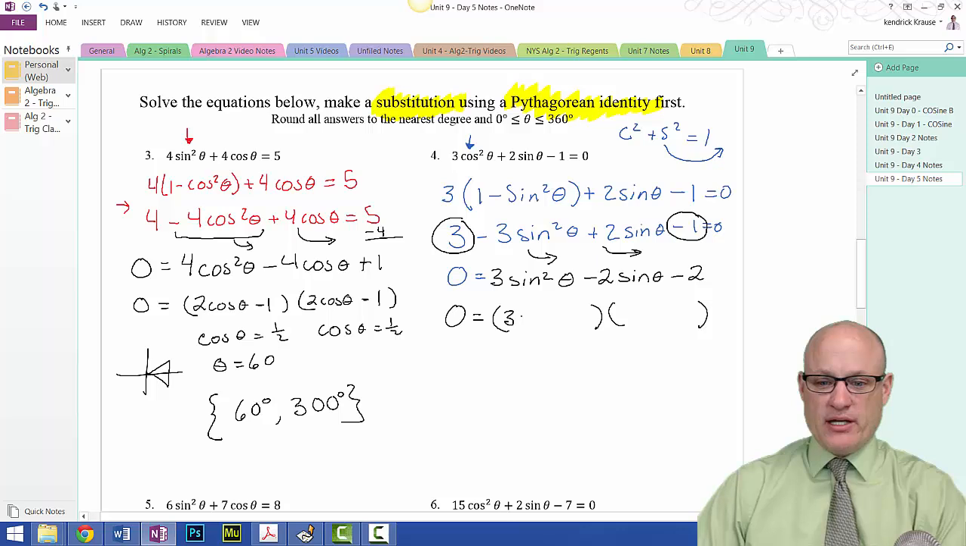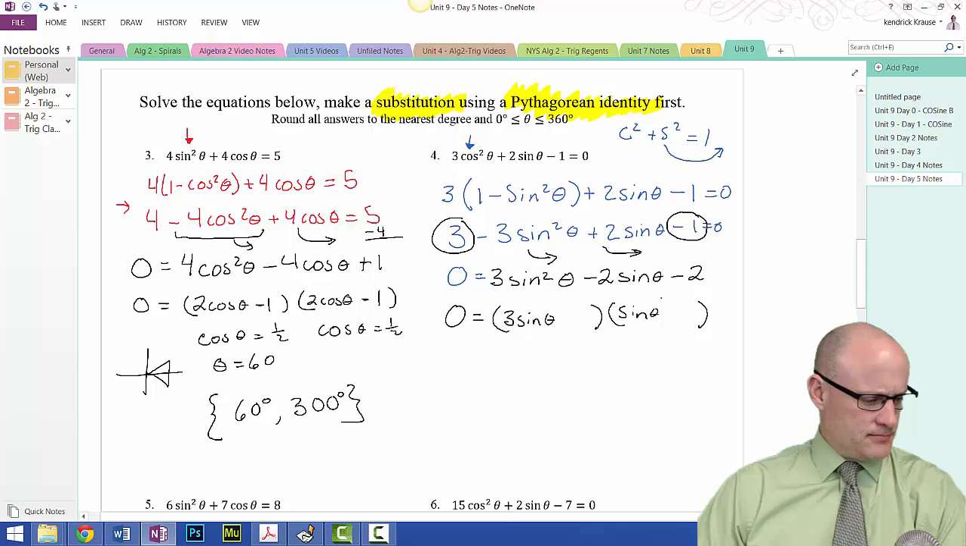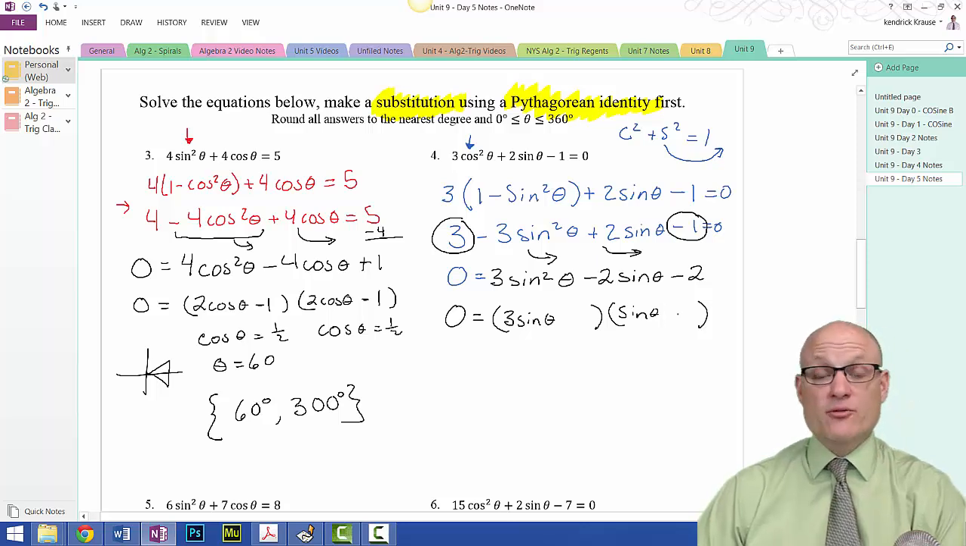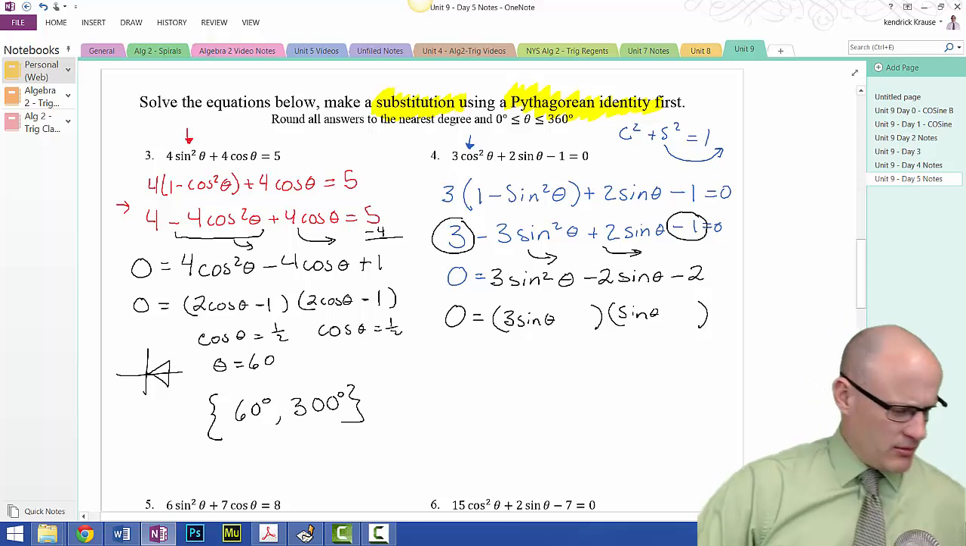So we get 3 sine theta and sine theta. That gives me my 3 sine squared theta. I know I need a 2. That's interesting. I did that wrong. My answer key's wrong, which bothers me. I need a 2. I need a 2. So how am I going to get a 2? Did I do this problem wrong?